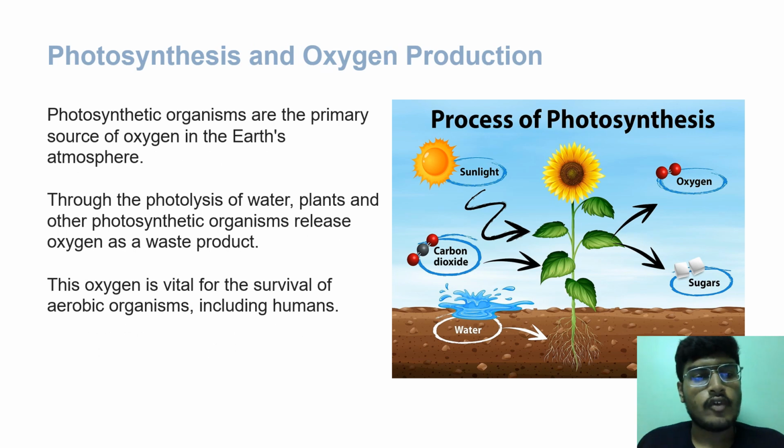And the next is photosynthesis and oxygen production. Photosynthetic organisms are the primary source of oxygen in the Earth's atmosphere. Through the photolysis of water, plants and other photosynthetic organisms release oxygen as a waste product. This oxygen is vital for the survival of aerobic organisms, including humans.